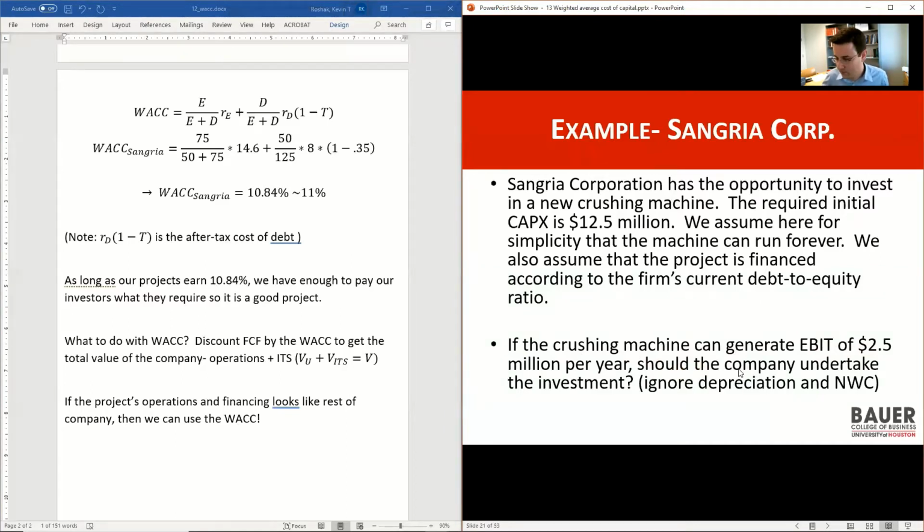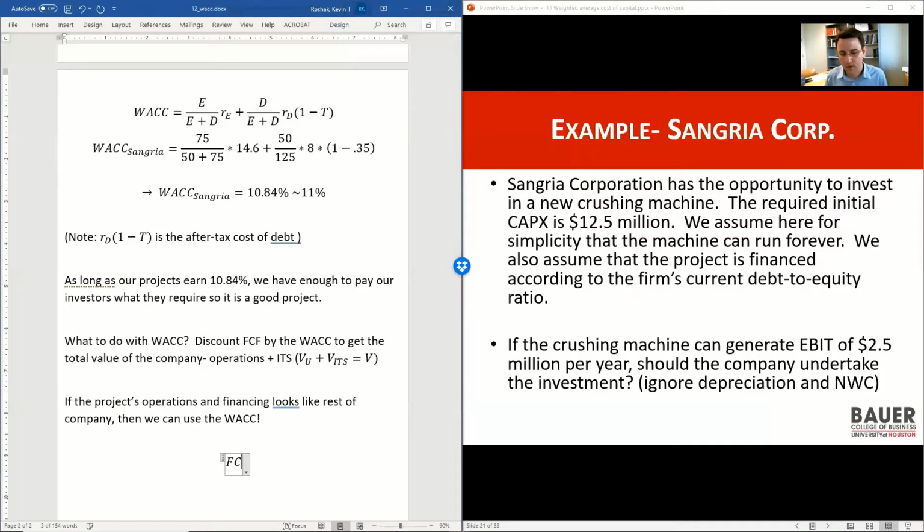Okay, so it's a very simple cash flow, right? You have a CapEx of 12.5 today, and then you get an EBIT of $2.5 million per year forever. Should the company do this? Should they take this project? We're going to ignore depreciation and net working capital. So all we have is this initial CapEx and then this EBIT perpetuity.